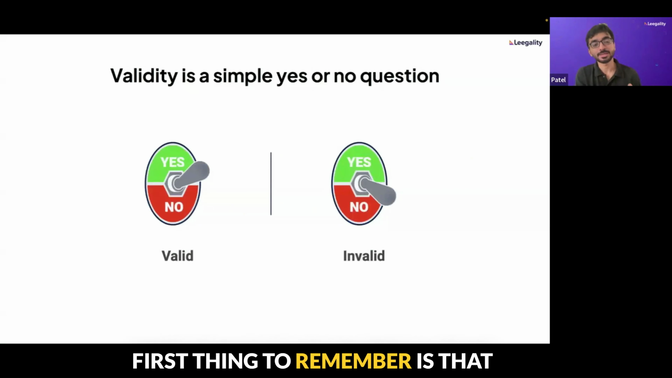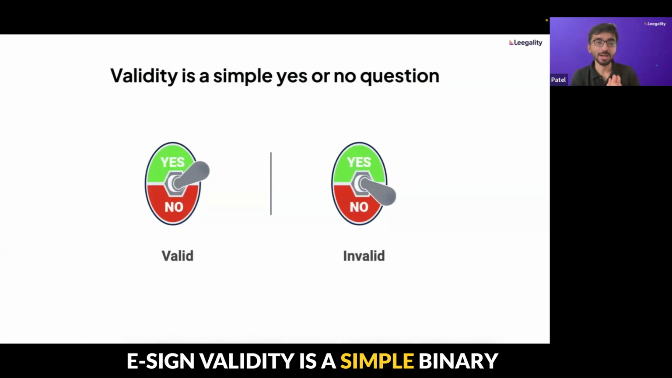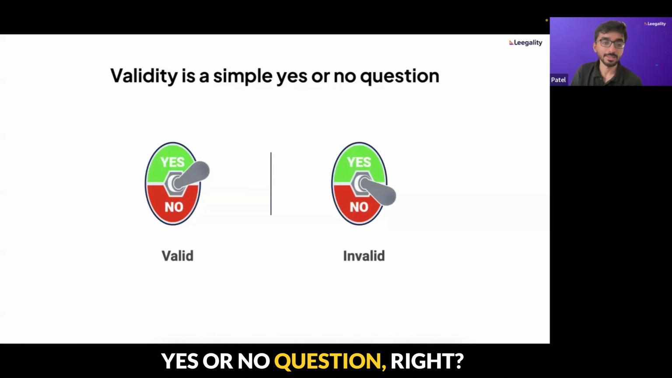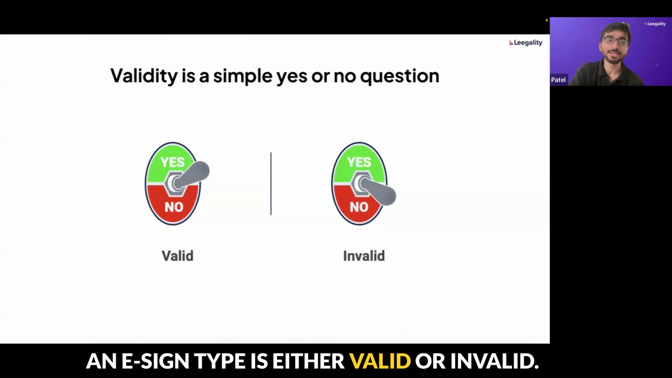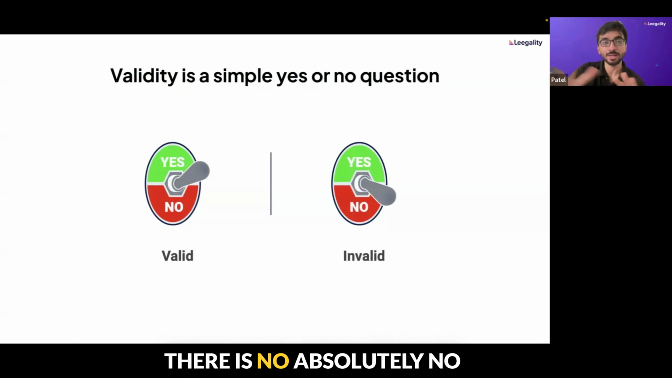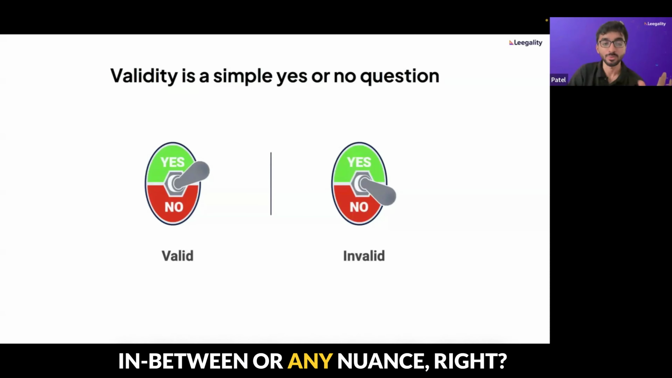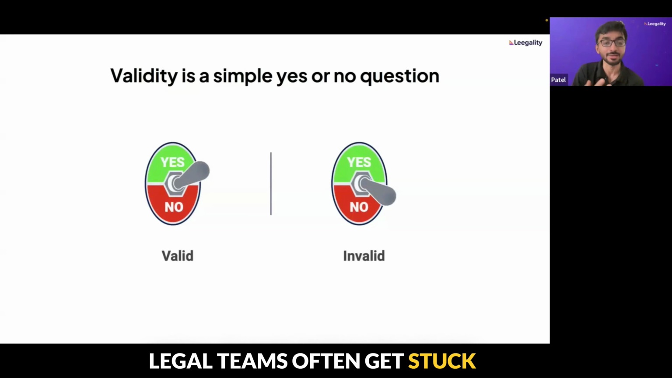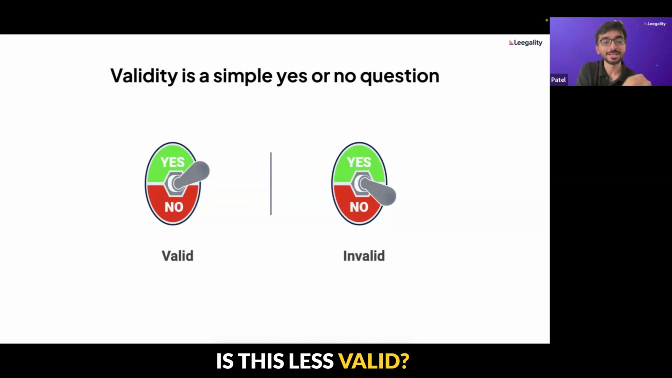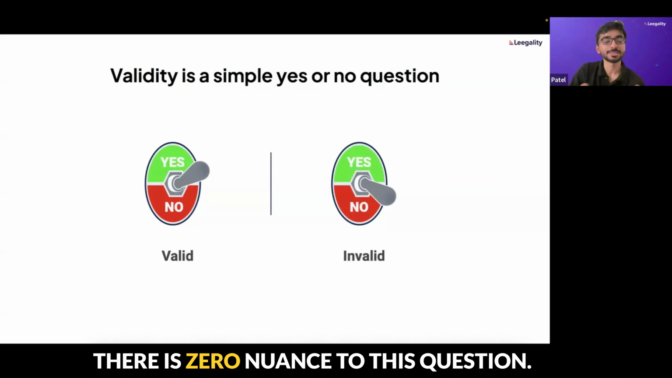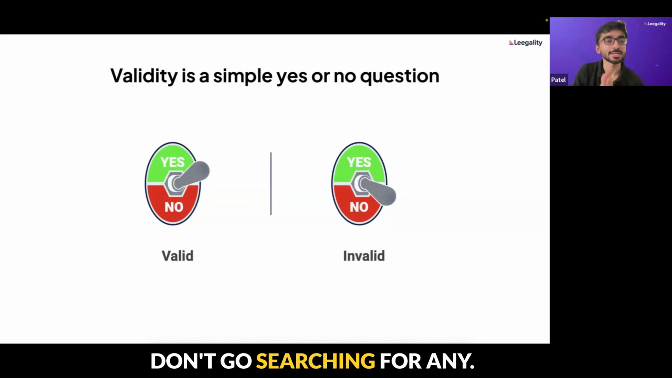First thing to remember is that eSign validity is a simple binary yes or no question, right? There is no concept of more valid, less valid. An eSign type is either valid or invalid. There is absolutely no in between or any nuance, right? Legal teams often get stuck finding nuance to this question. Is this more valid? Is this less valid? There is zero nuance to this question. Don't go searching for any.